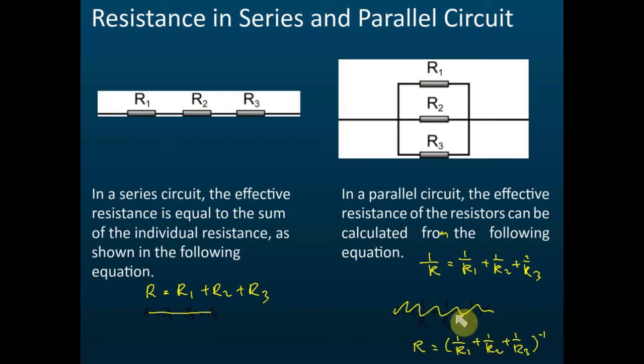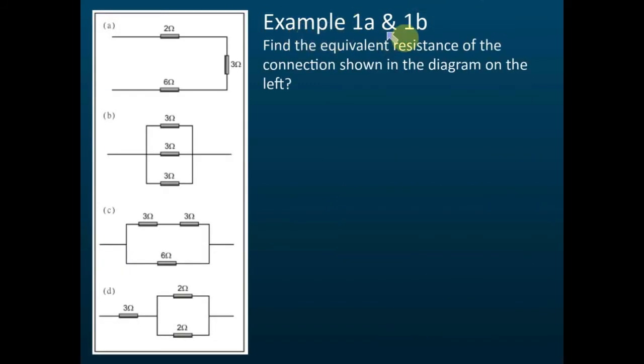So those are the formulas that we are going to use to find the effective resistance in series and in parallel circuits. Now, example. This one we discuss A and B. Okay, A. So this is a series circuit, right? Series circuit, because it has no branch.